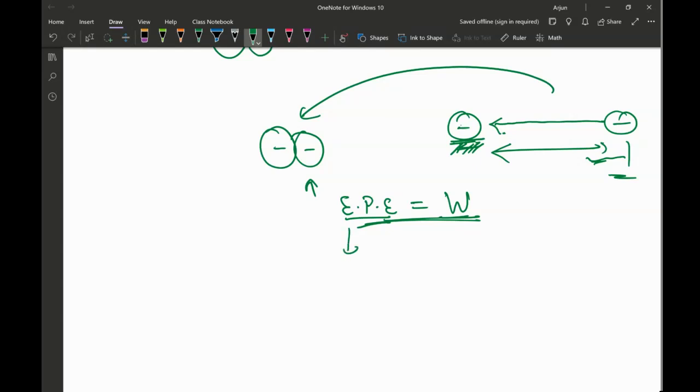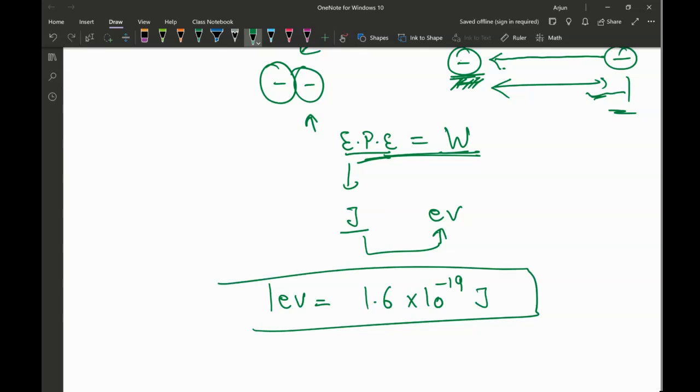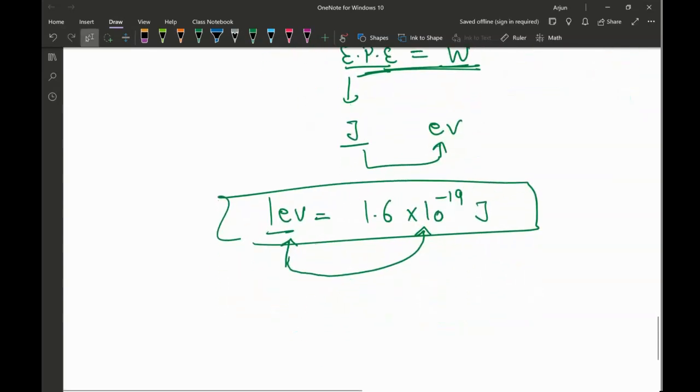And again, there are two units for the electric potential energy. One is the joule, another is the electron volt. So what is the relation between the joule and electron volt? 1 eV is equal to 1.6 times 10 raised to the power negative 19 joules. That is the relation. So if you are asked to find the electric potential energy stored in a system in eV, you will be able to do the conversion if the values are given to you in joules.